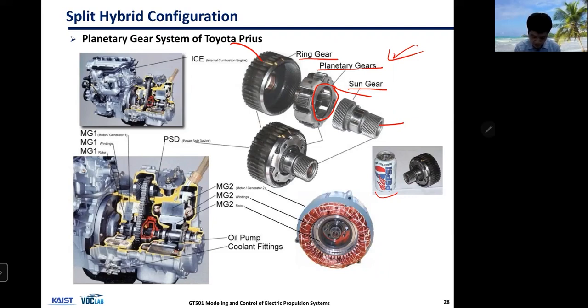Looking at some of the early Toyota systems, here's the engine. Here is the final drive. This is the power split device, which is nothing more than a planetary gear set, this red part. Then you have a large motor, and a small motor, which is the generator. Mechanically, these four components are connected by the planetary gear set.